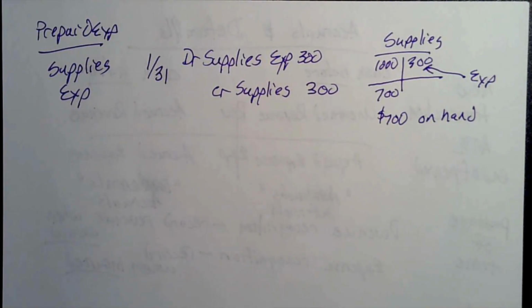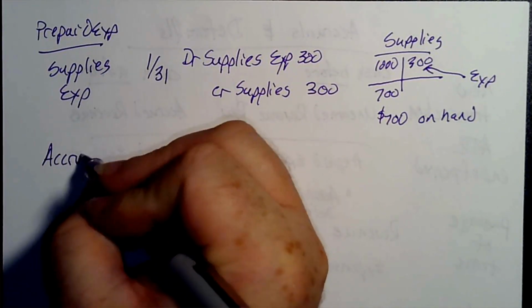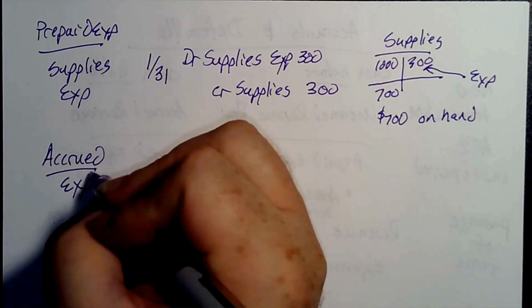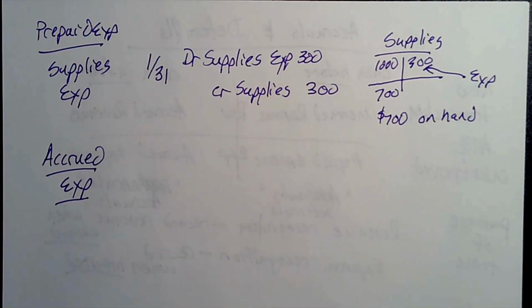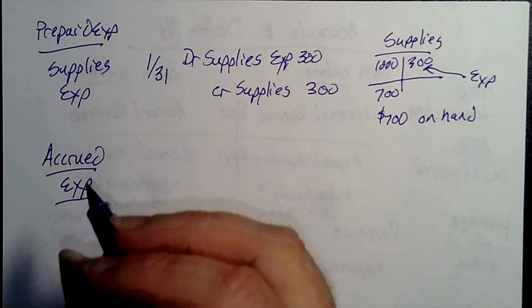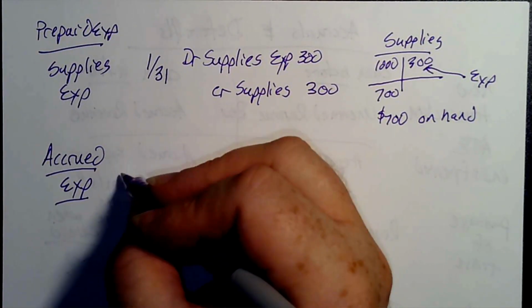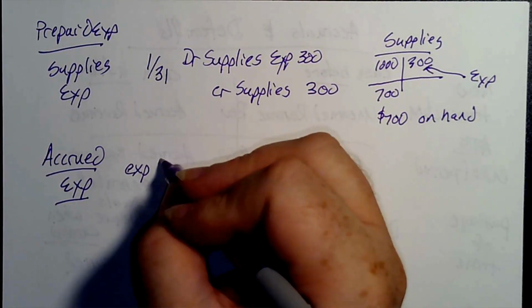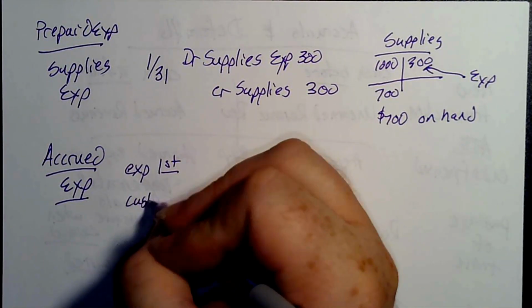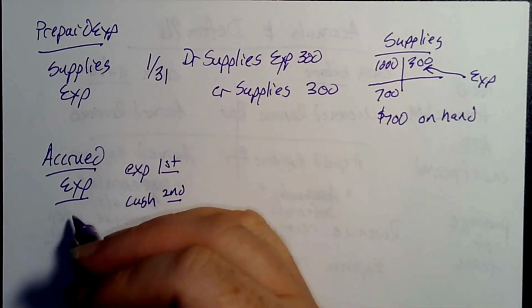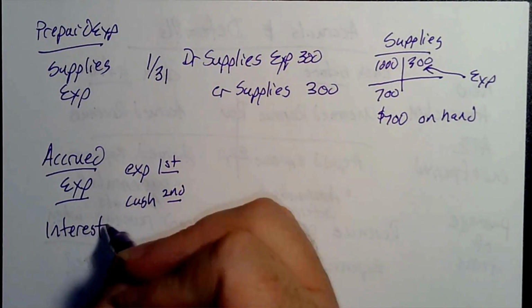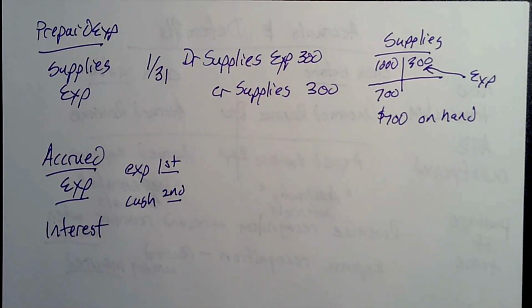Okay, let's go on to a couple more. Here is an accrued expense, and this is interest. So when we talk about an accrued expense, we're saying the expense happens first and then the cash happens second. So this is going to be interest on a loan. We're not going to go in depth on how to calculate interest. I'm going to use sort of the example in the book.